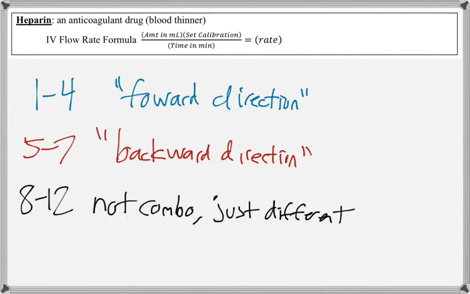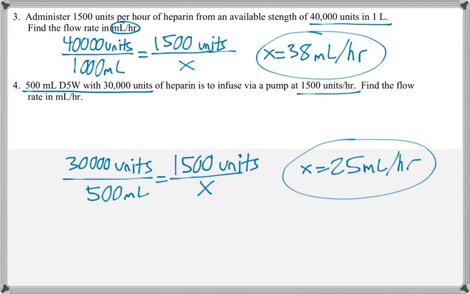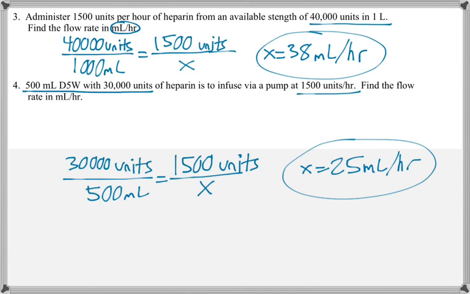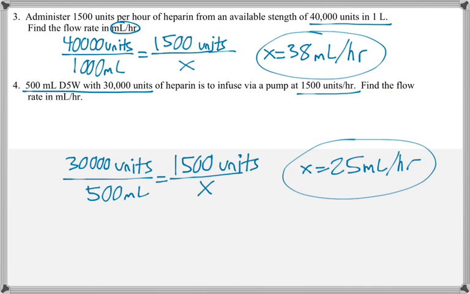We finished questions 1 through 4, which were the forward direction. And in each of these questions, they had given us the rate in units per hour, and we had to convert it to the rate in milliliters per hour.